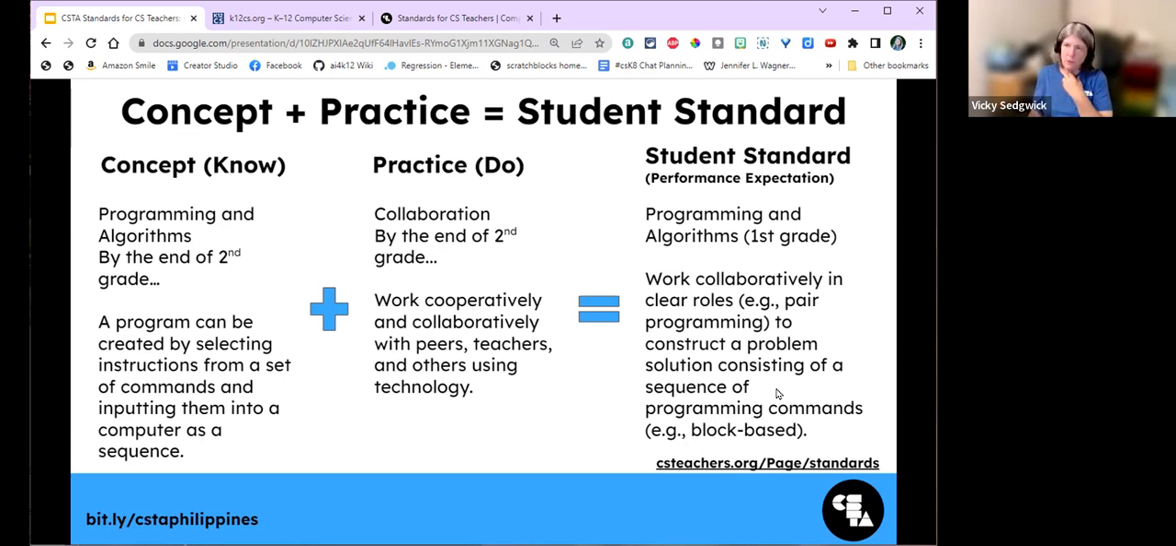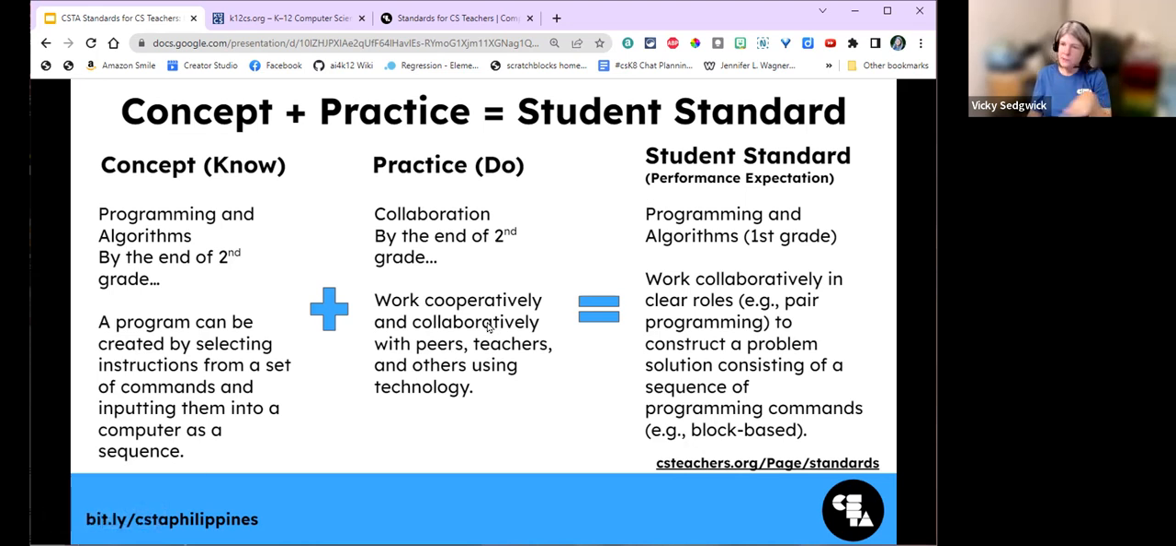That becomes a standard. And that is what happened when we wrote the student standards: we looked at the framework and what concepts and practices can be combined to create these sets of standards. And not every concept is combined with every practice. That would give you so many standards, it would be extremely overwhelming. And some of them don't necessarily make sense to combine together. But we tried to combine the ones where you're going to get the best bang for your buck at CSTA.